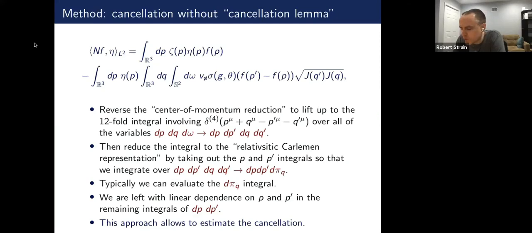You can reduce down to an integral over dp, dp prime, and d pi of q. And so typically we can evaluate the integral dq, d pi q directly, and then we're left with a linear dependence on p and p prime and the remaining integrals of dp and dp prime. And this approach allows us to estimate the cancellation, although there are many, many more details that I'm not telling you about. But yeah, that's what I want to tell you about the proof.